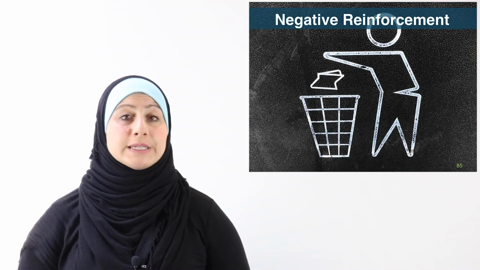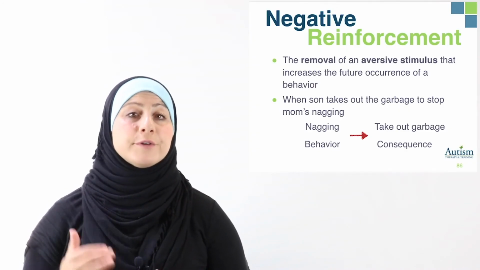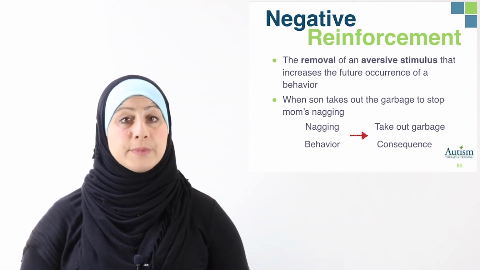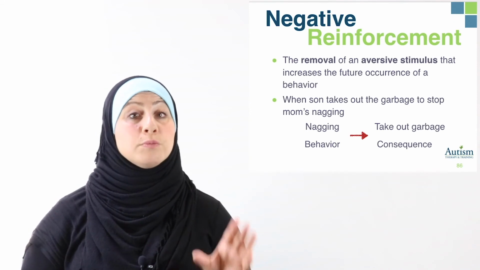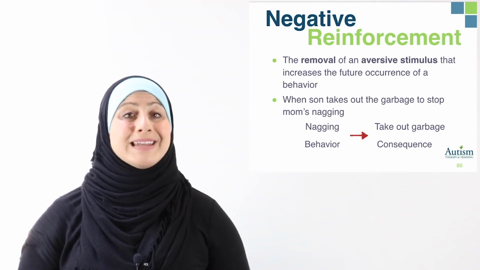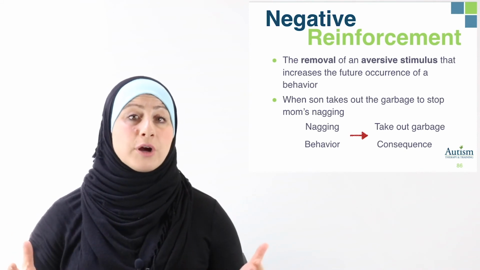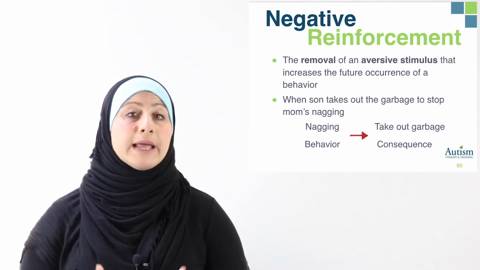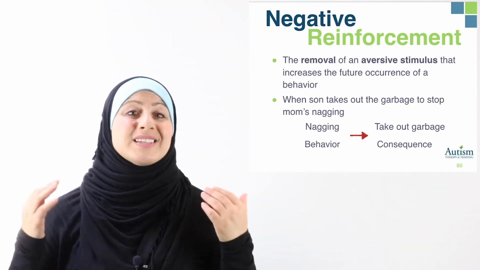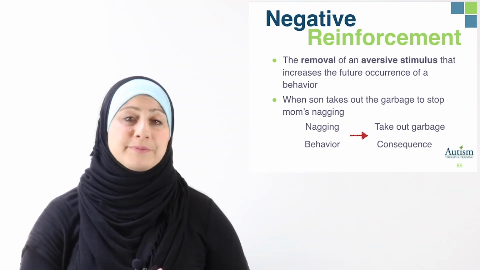Negative reinforcement is the removal of an aversive stimulus that increases the future occurrence of a behavior. The key in the definition here is removal of an aversive stimulus. For example, someone who nags a lot for the person to take out the garbage will increase the likelihood of your behavior to get up and do it so that you can stop that aversive stimulus.